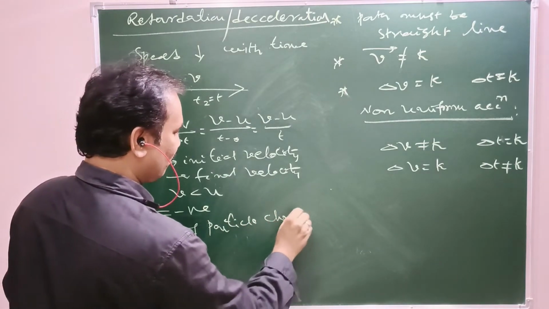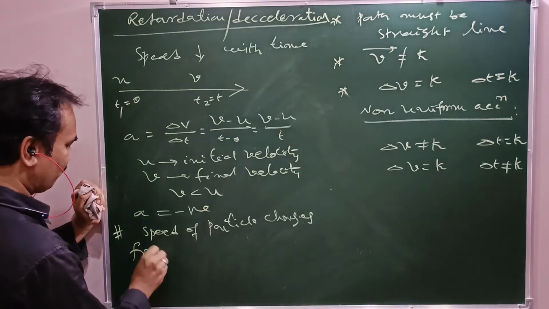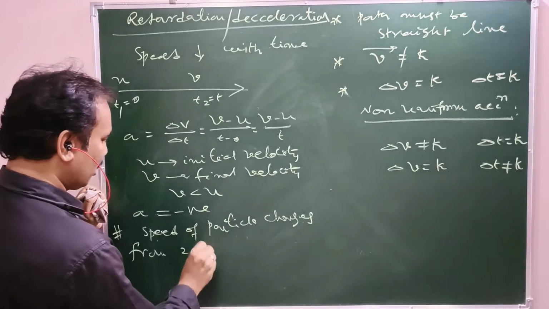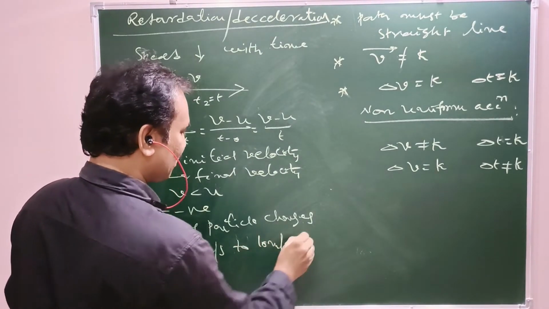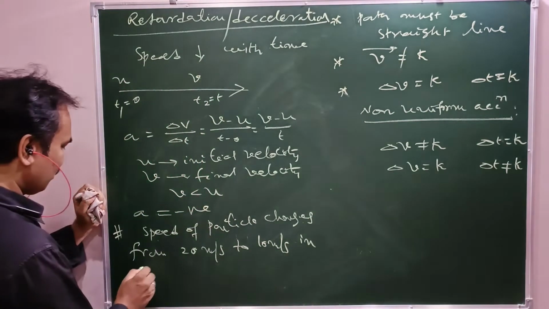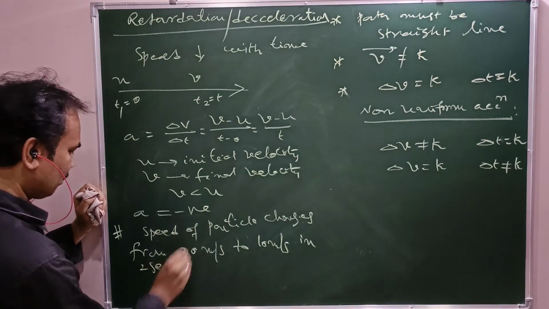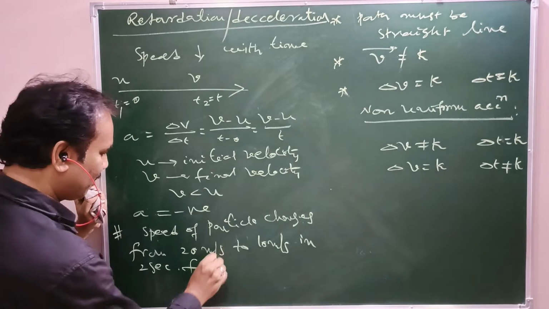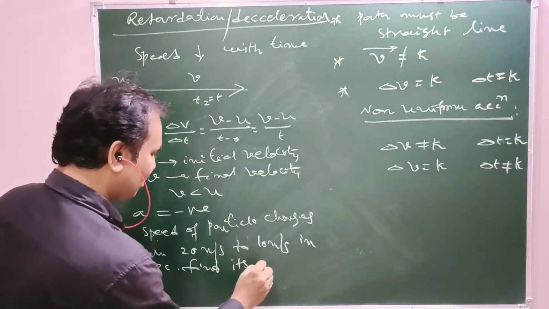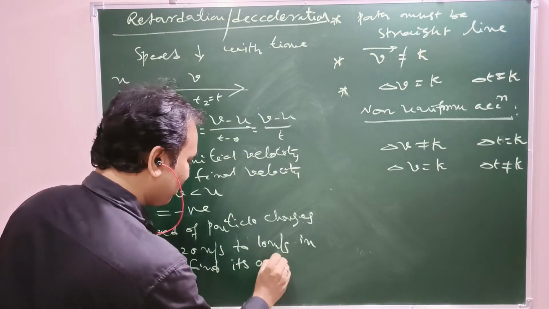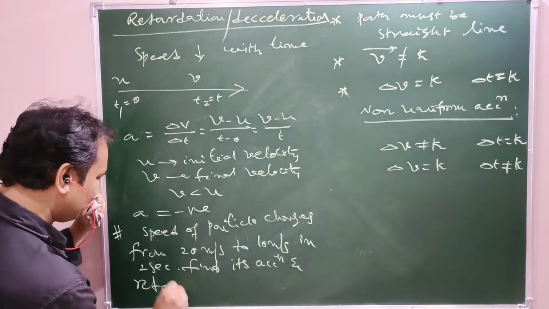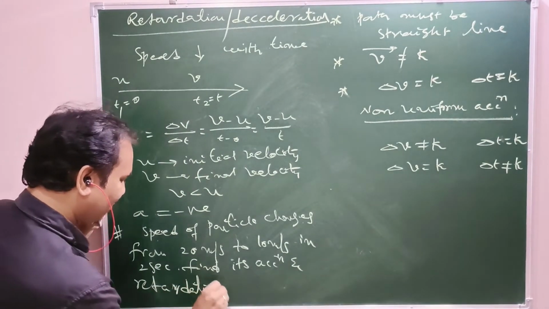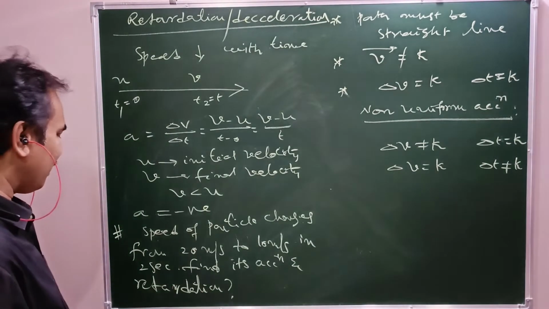Now, as an example, see: the speed of a particle changes from 20 meters per second to 10 meters per second in 2 seconds. Find its acceleration and retardation.